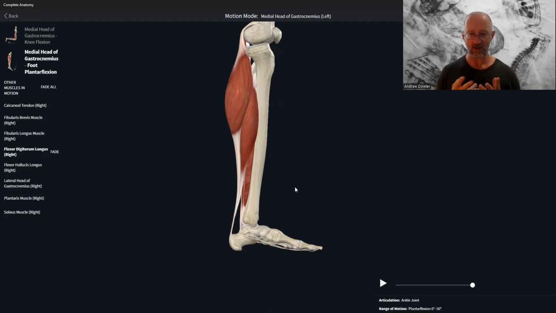That completes our lower limb, and I believe we'll be moving up to the upper extremity. We're looking at the shoulder girdle next, which is a whole ball game in itself.